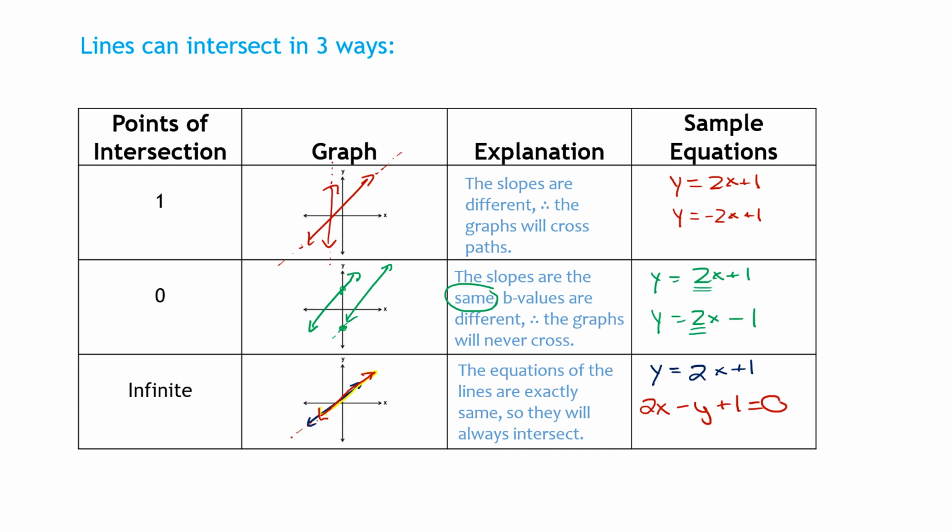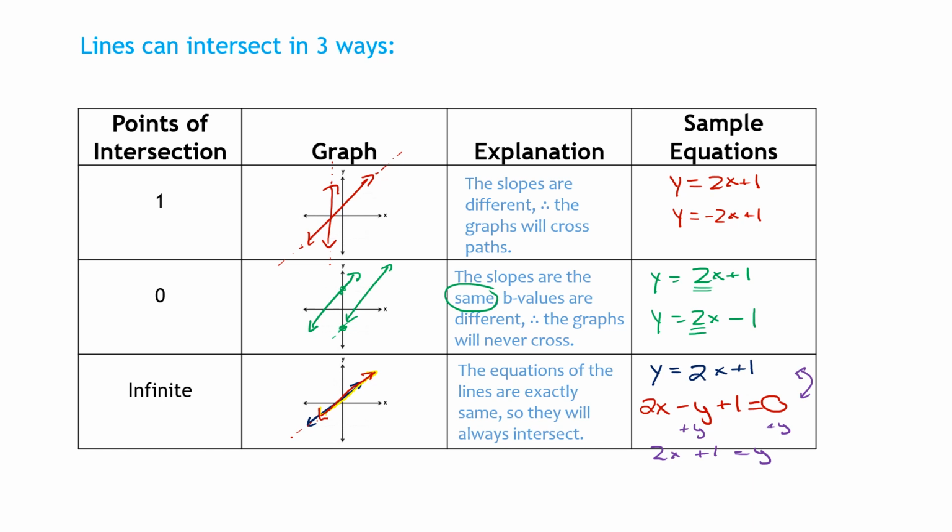These two are equal to each other. One's just in slope-intercept form and the other one is in standard form. So if I took my red equation here and rearranged it, let's say I add y to both sides, I would get 2x plus 1 equals y. That's the same as the top line. So they're exactly the same line because the equations are exactly the same.